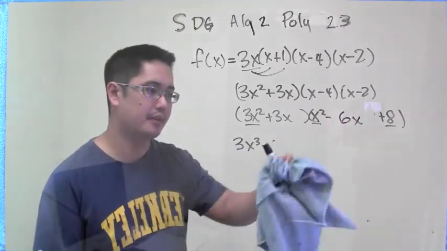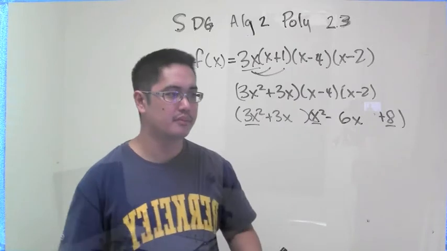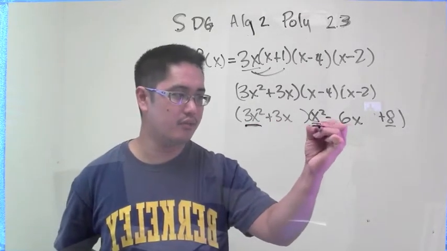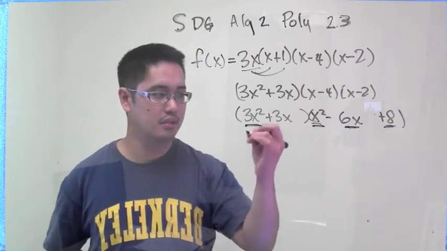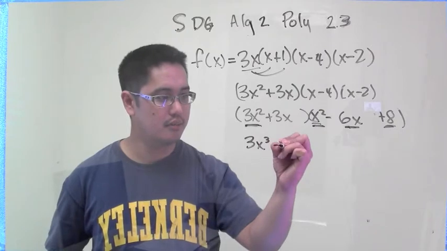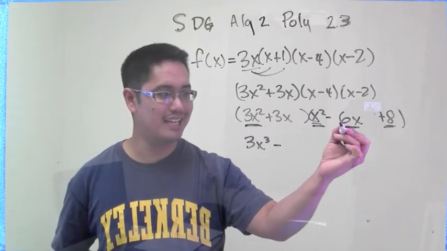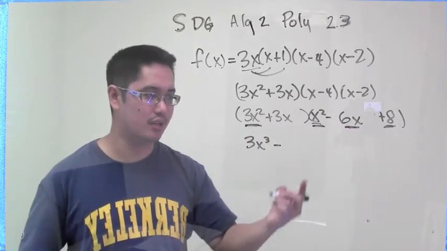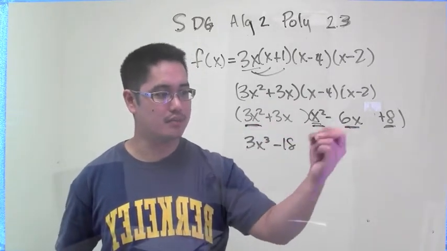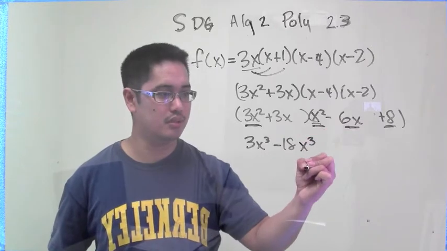Alright, here we go. Now I'm going to make sure that this guy over here meets everyone inside of this house. Alright, that would be 3x cubed, that's that times that, minus 3x squared times negative 6x. Let's deal with the numbers. 3 times negative 6 is negative 18. X squared times x is x cubed.